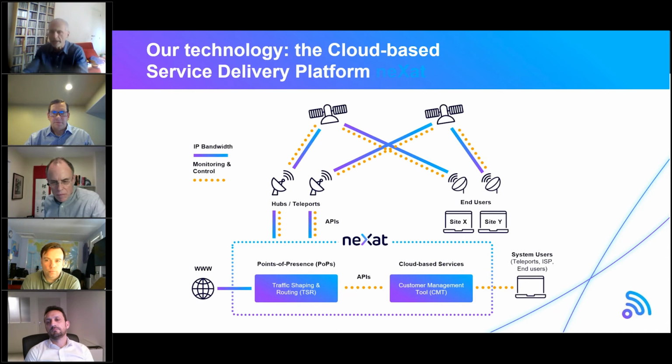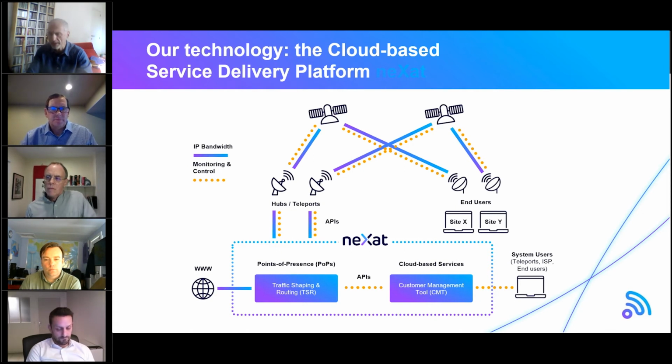and this gives us this flexibility of inventing new services which are specifically tailored to the needs of the customer. This is what you see under the traffic shaping and routing block. And then the other big component in terms of service that the platform provides is the part which is under the customer management tool, which is basically the access to the platform to all the players in the value chains, both downstream, local ISPs, distributor, their reseller, the customer as a single site or multiple site customers, but also upstream in terms of teleport, hub, and satellite operators.